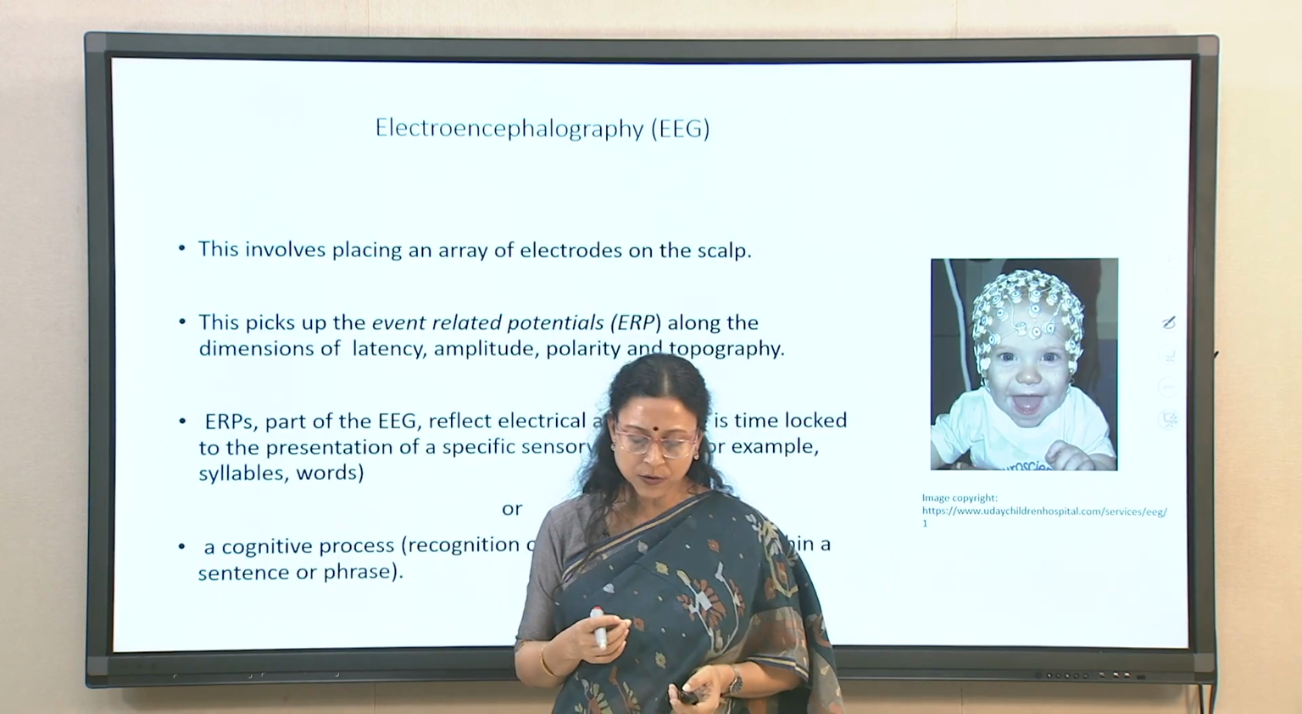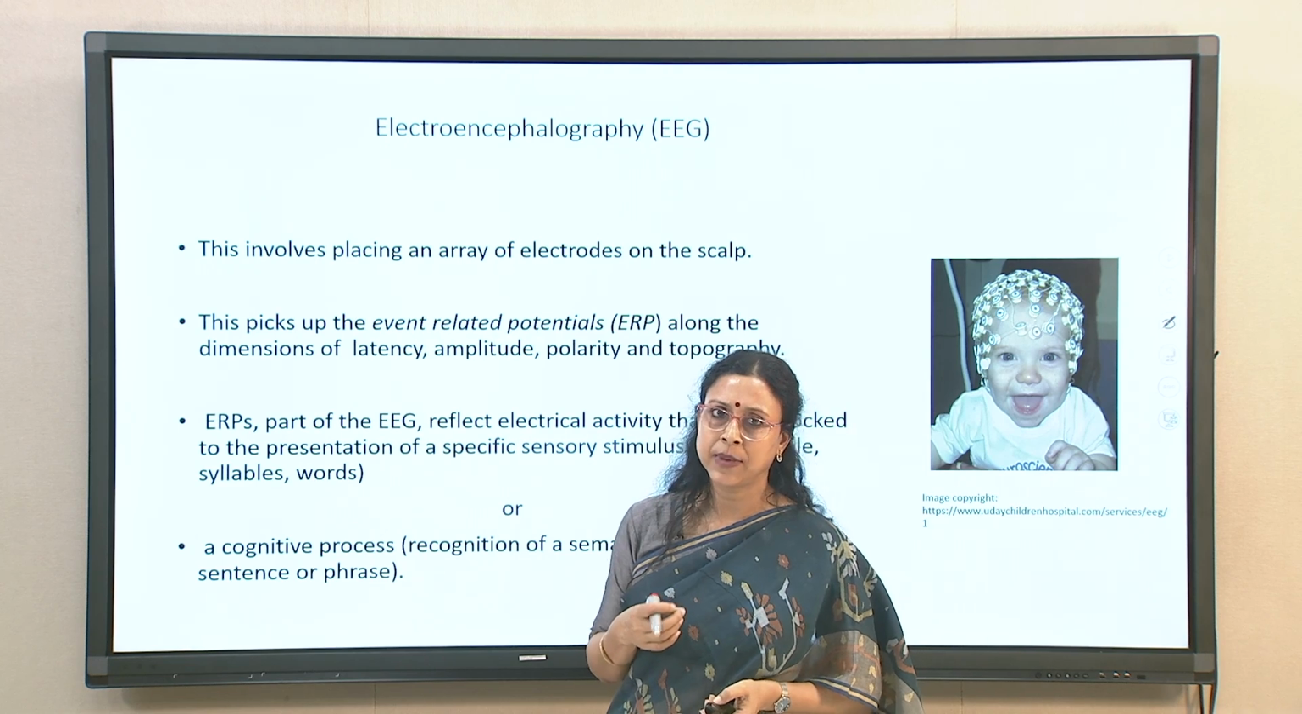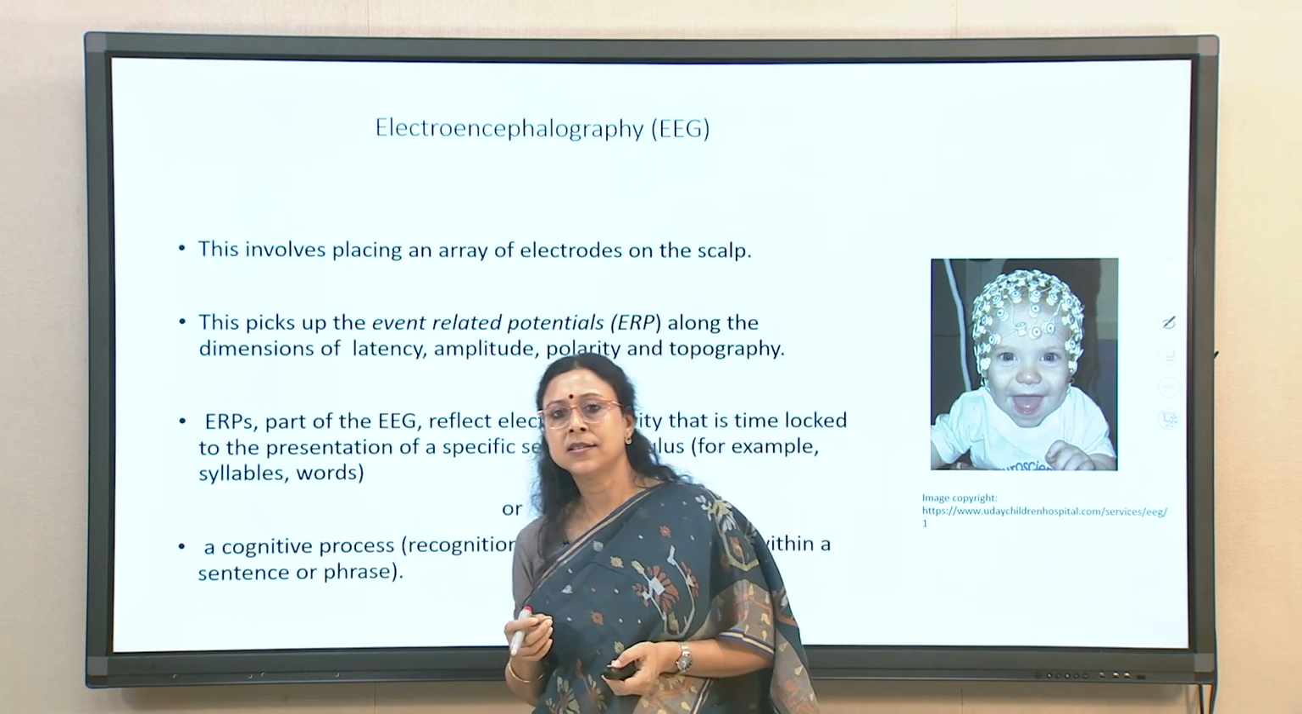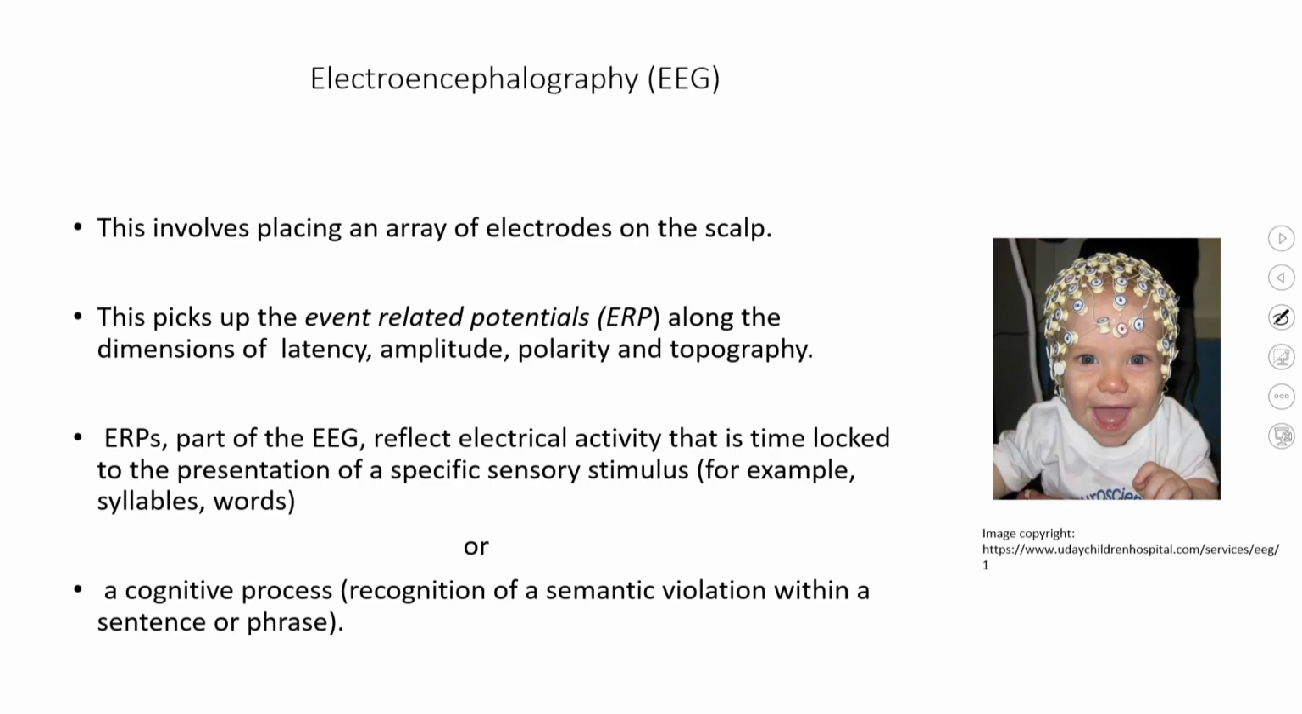Now, we move on to electroencephalography, which is EEG. This is how the machine looks. It is like a cap. Of course, now it comes in various other shapes, but roughly this is a cap with many channels, many nodes, which are basically electrodes, which will be put on the scalp. There is a method through which they will be attached to the scalp, and it picks up event related potentials along the dimensions of latency, amplitude, polarity and topography. These are our variables.